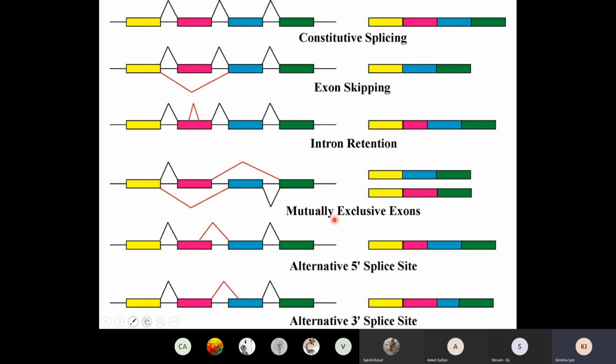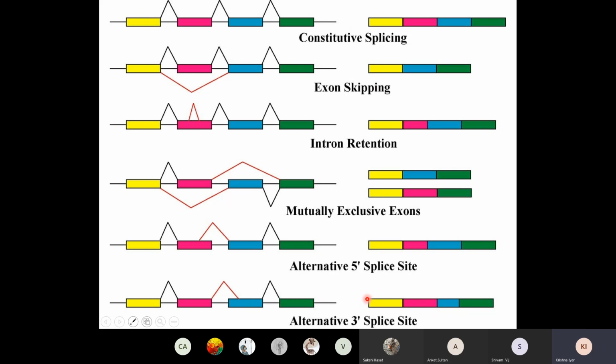Now see, mutually exclusive exons. This is what I showed last time. In one case it is yellow, pink, green. The other case is yellow, blue, and green. Then you have alternative 5' splice site. Now see what happens. Here I join in such a fashion that I retain this yellow and part of this pink and then blue and then green. And in this case I have taken yellow, pink, part of blue and then part of green and then joined together.